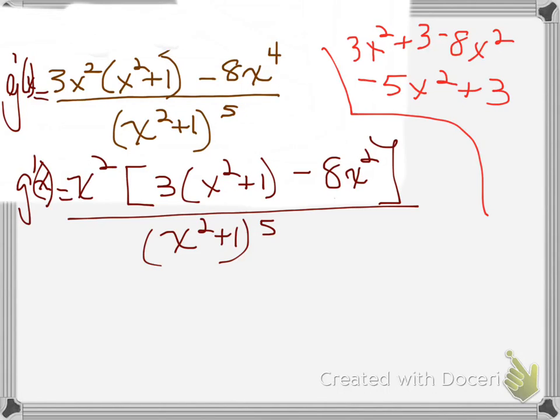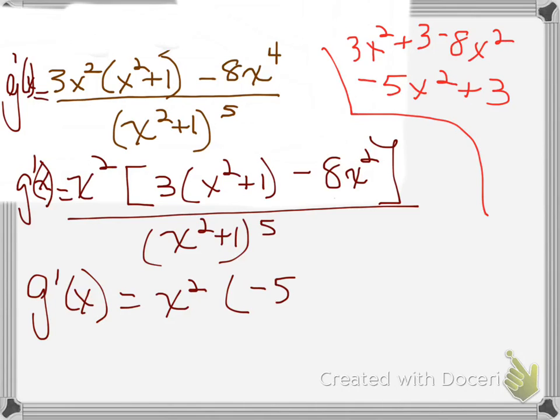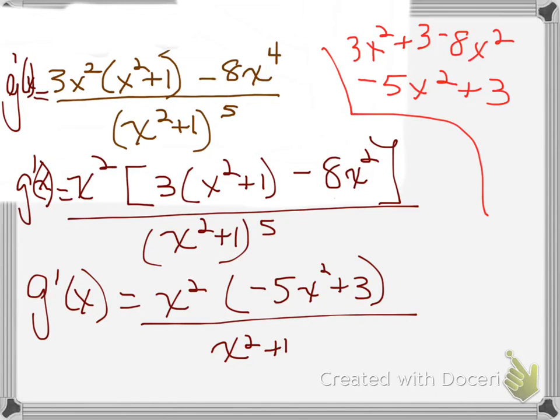So let's change back to our other color, and now let's see what we get. So I still have the x squared out front. Now inside I'm going to have negative 5x squared plus 3 all over x squared plus 1 to the 5th. Okay, I'm just going to check my signs and then we'll conclude this one.